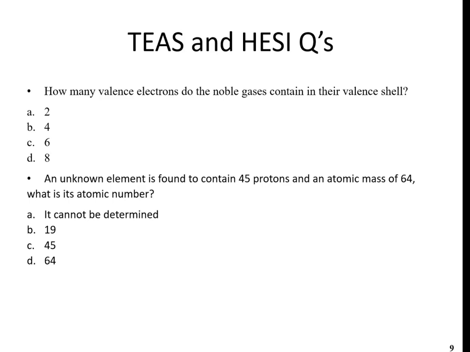All right, how many valence electrons do the noble gases contain in their valence shell? Well, the noble gases are extremely stable, and that is because they have 8 electrons in their valence shell. They don't tend to interact with other molecules, or other atoms, I should say. An unknown element is found to contain 45 protons and an atomic mass of 64. What is its atomic number? Well, remember, atomic number is how many protons are in the element, so its atomic number would be 45.